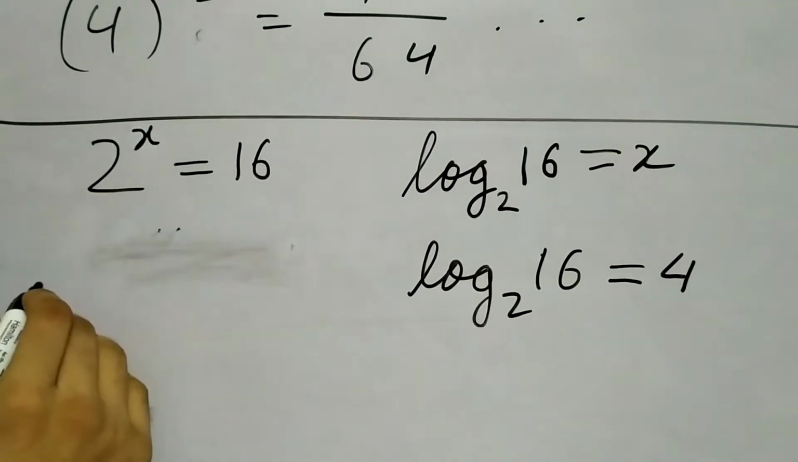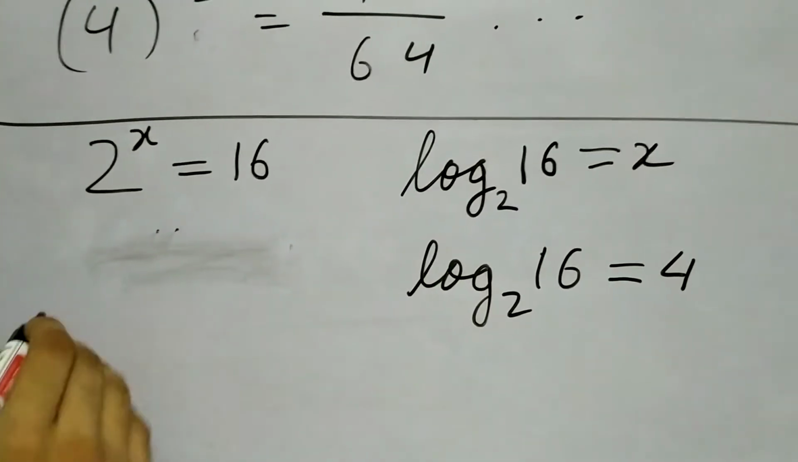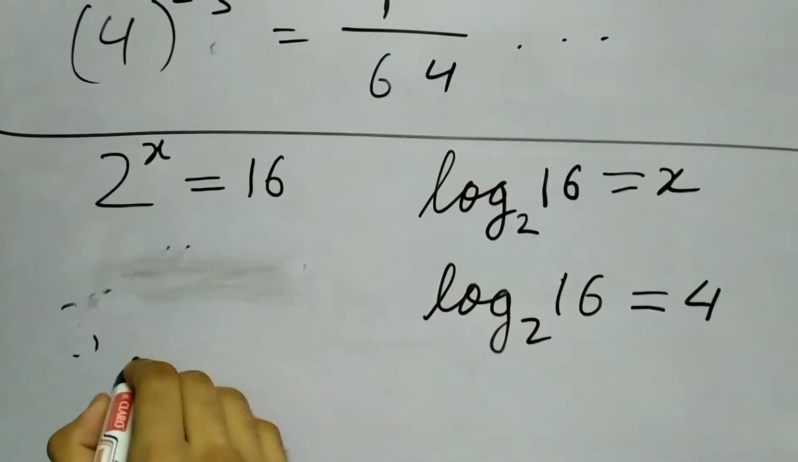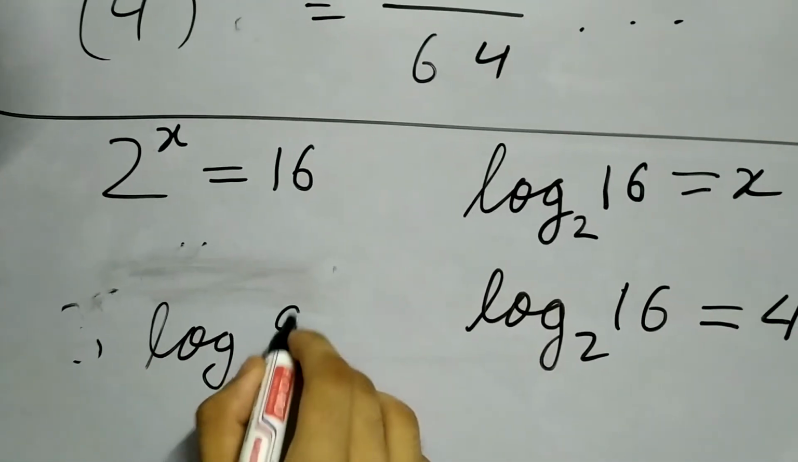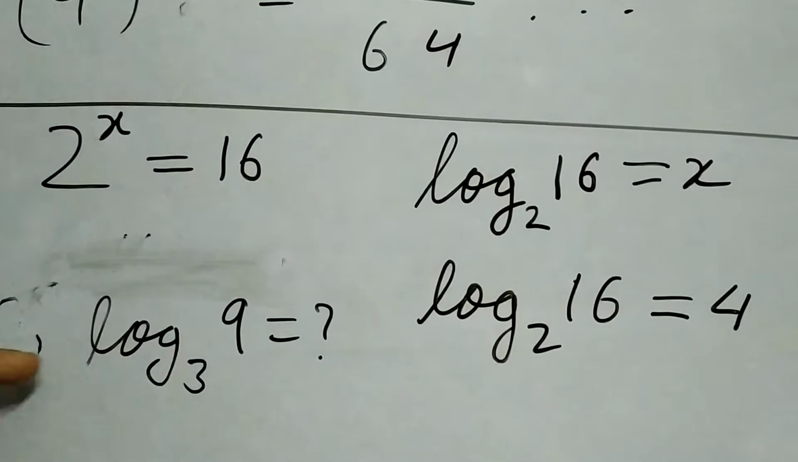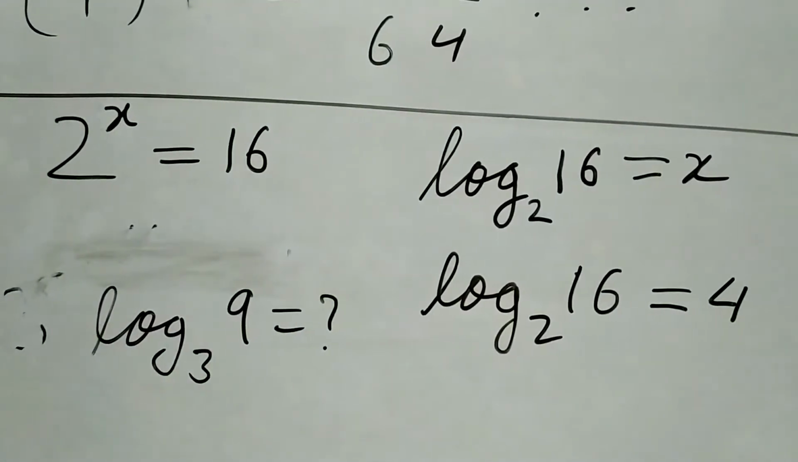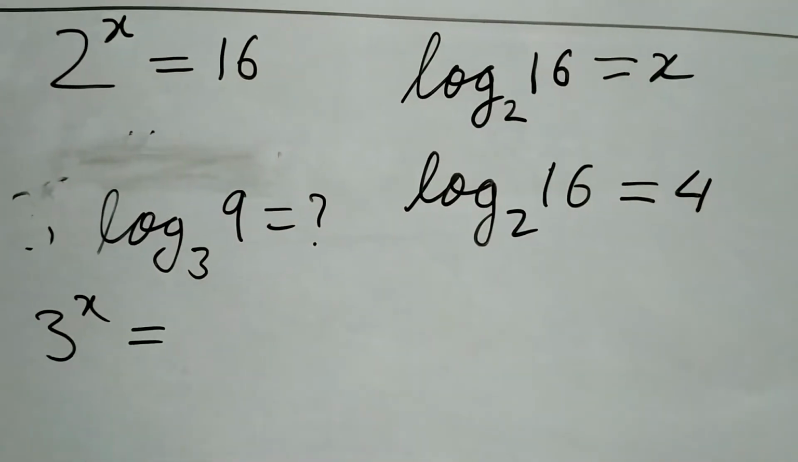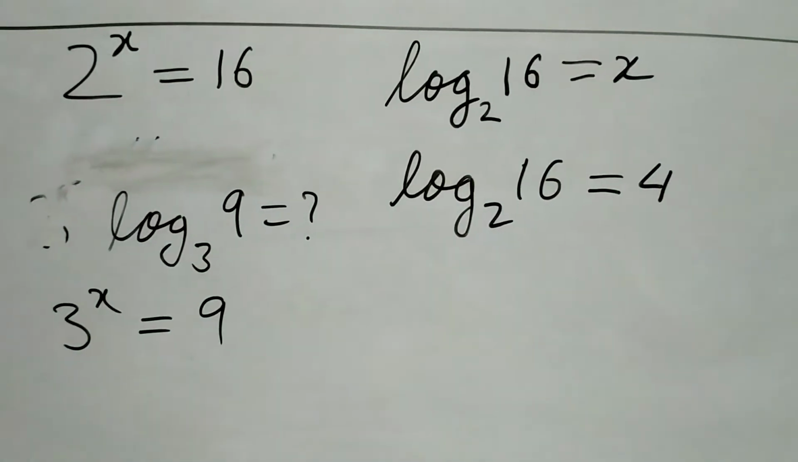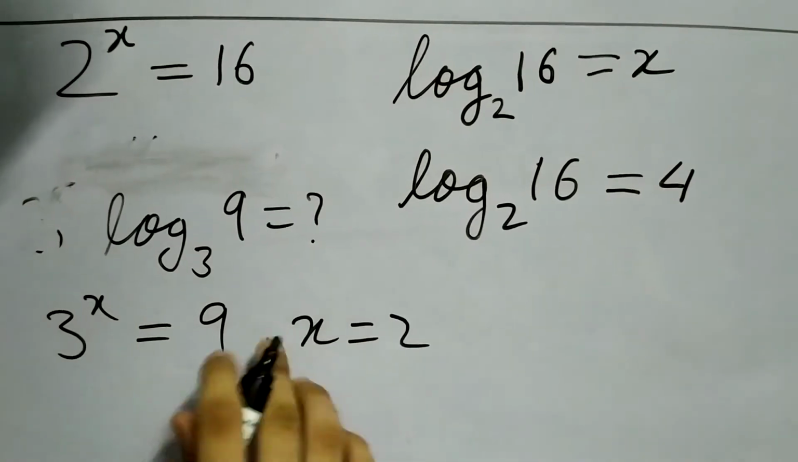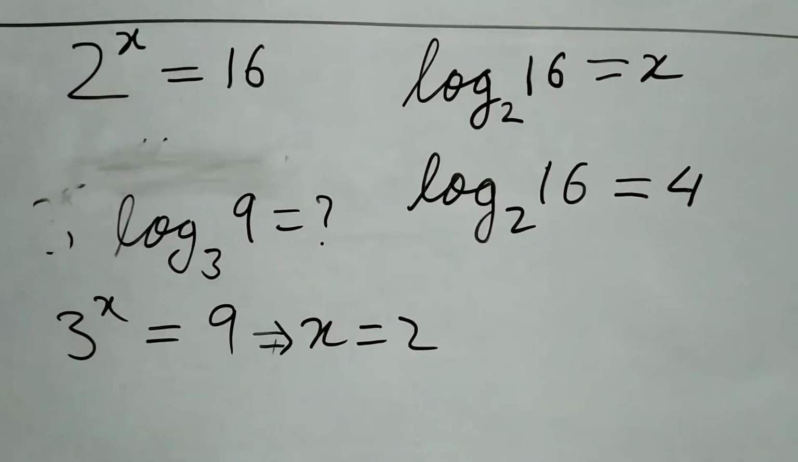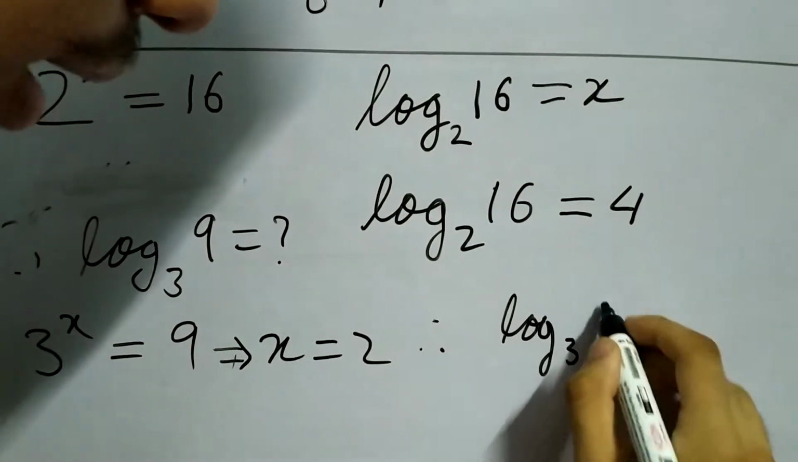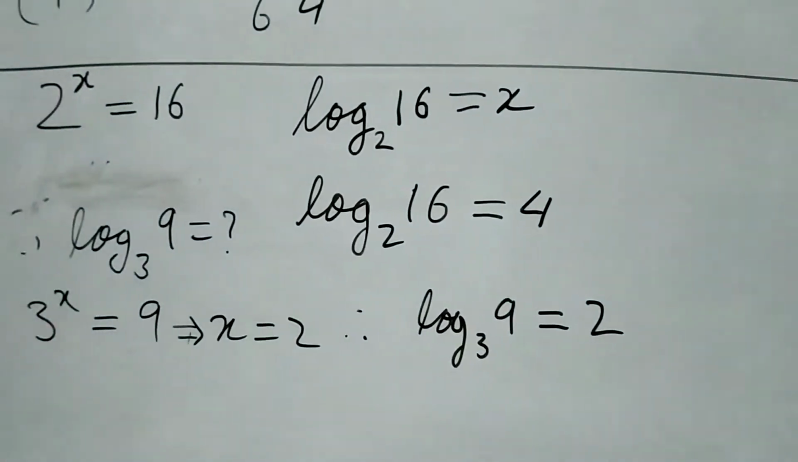A couple more examples. Say log base 3 of 9. What is log base 3 of 9? It is saying 3 to which power will give you 9. Now we all know this means x is equal to 2. Therefore log base 3 of 9 is 2.